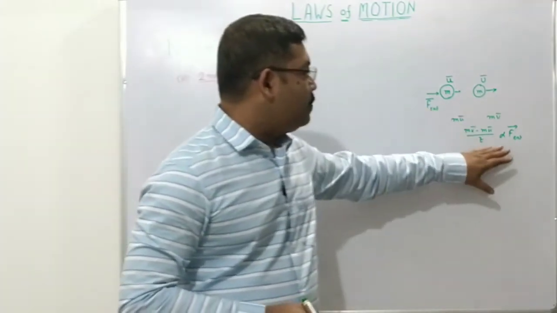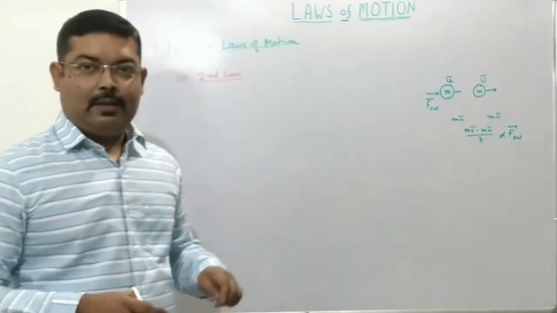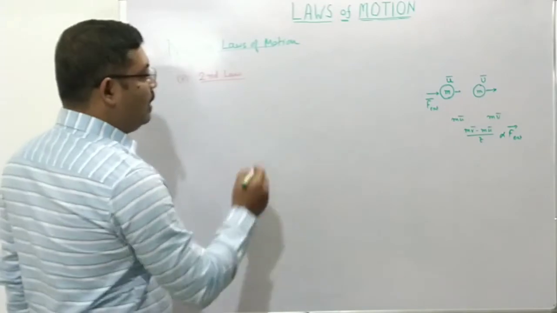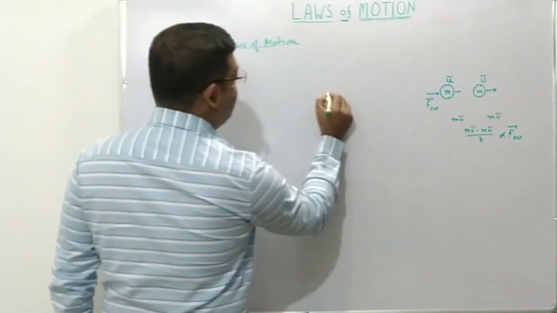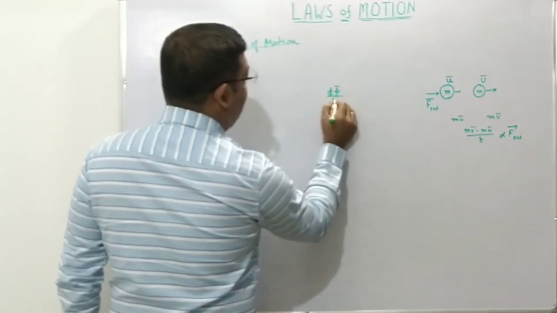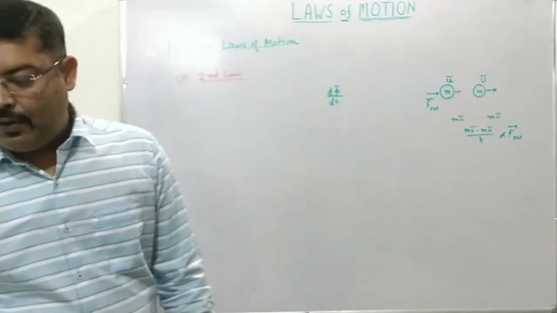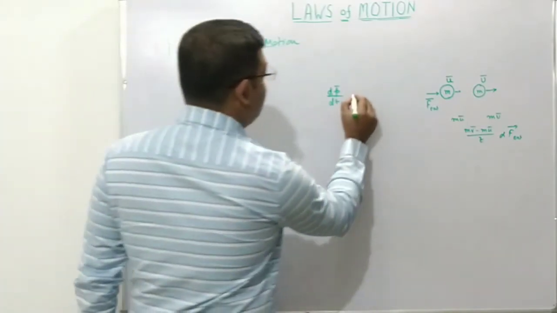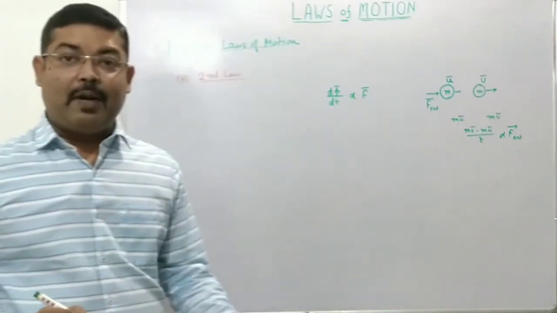Now, this is what we learned in class 9 also. In class 11, since we know the basics of calculus, we know that in instantaneous cases, dp by dt will give us the rate of change of momentum, and by Newton's second law of motion, this dp by dt has to be proportional to the applied unbalanced force.